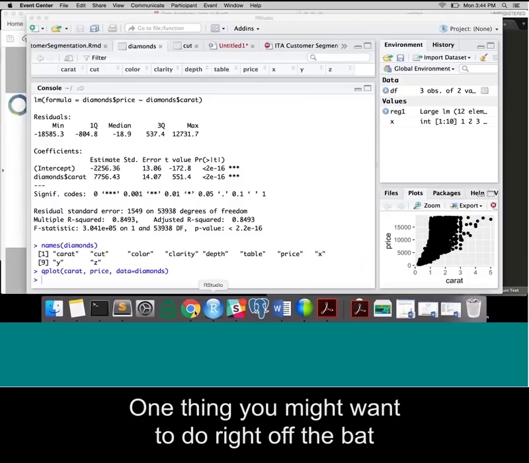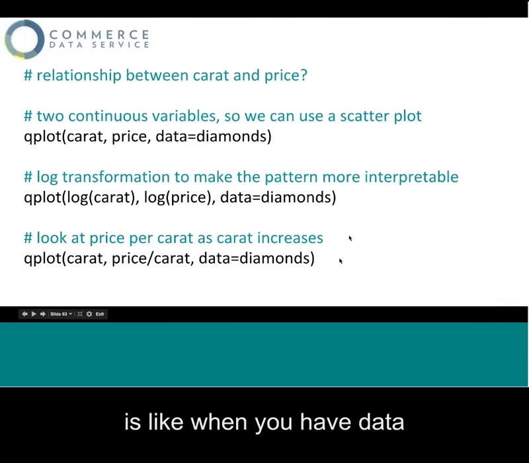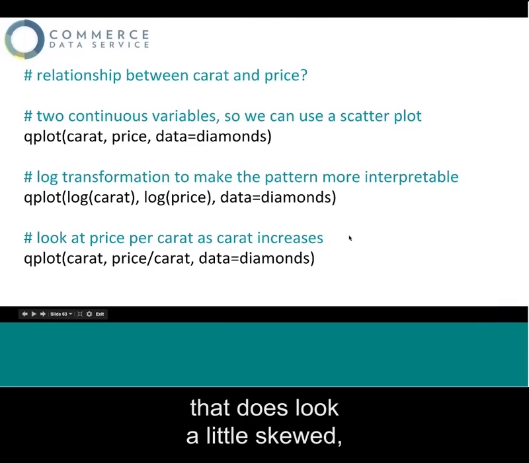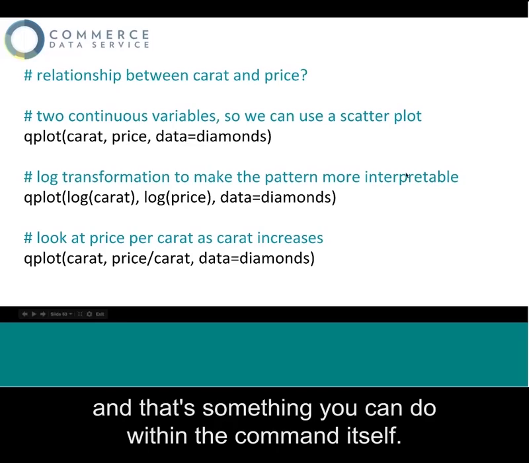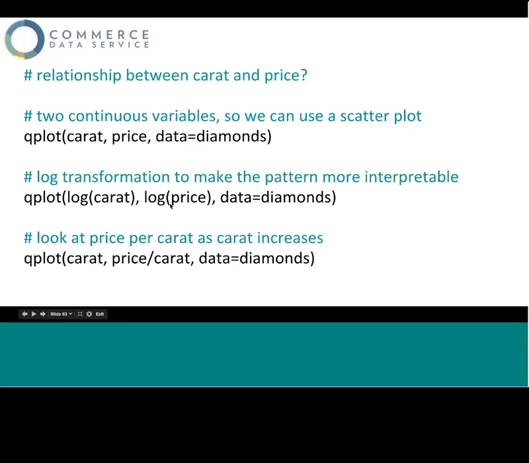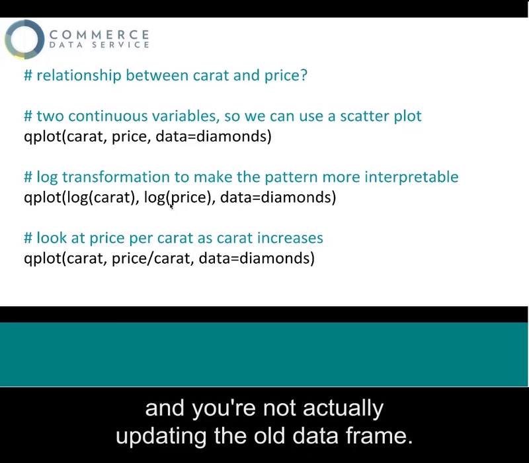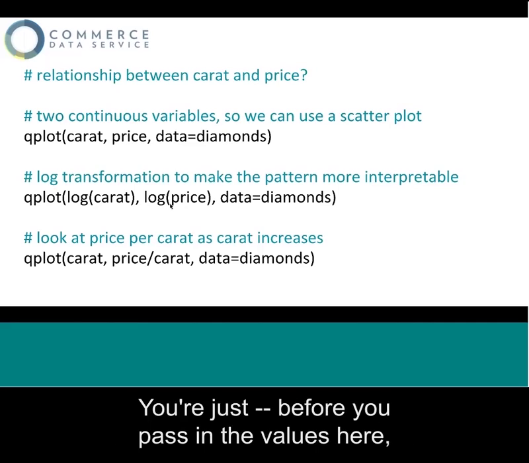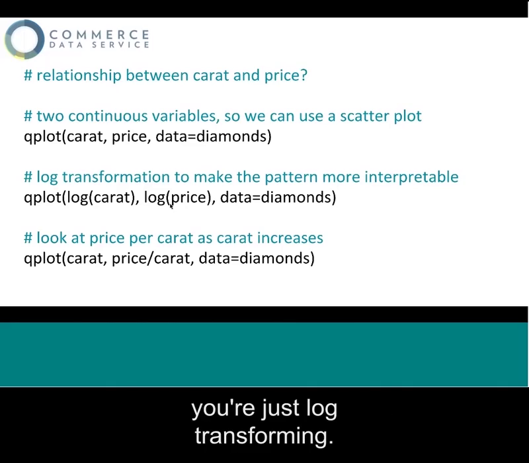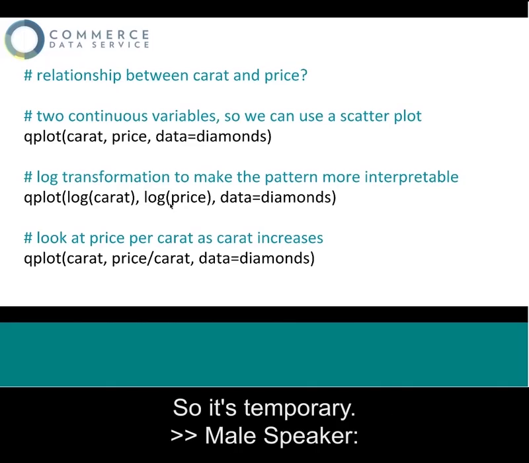One thing you might want to do right off the bat, when you have data that looks a little skewed, is log transform it, and that's something you can do within the command itself. As you're passing carat or price, you can log transform it, and you're not actually updating the old data frame, the diamonds data set. You're just log transforming before you pass in the values. So it's temporary.